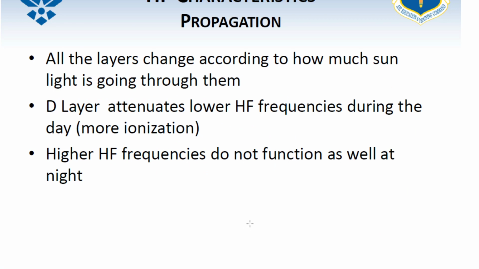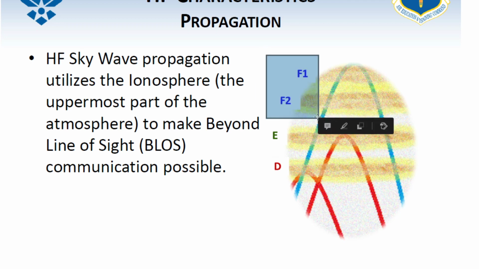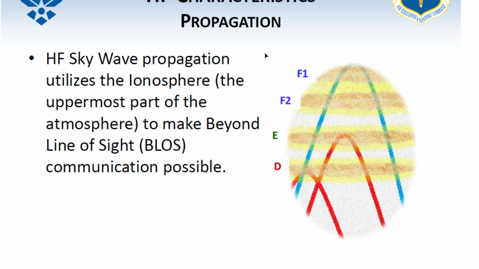Got it. Oh, you want to go back one? Yeah. All right. So when you look at this picture, how many layers do you see? 4. It looks like 4, but there's actually 3. There's the D, E, and the F. The F layer is broken up into 2, depending on the time of day.